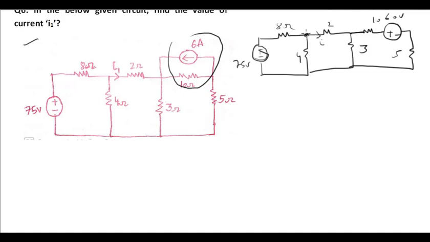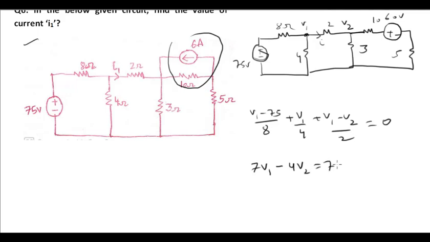Now I am calling this voltage V1 and this voltage V2. At node V1, at node 1, I am applying KCL, that is (V1 minus 75) upon 8 plus V1 upon 4 plus (V1 minus V2) upon 2 is equal to 0. On solving this, we will get the equation 7V1 minus 4V2 is equal to 75. This is our first equation.